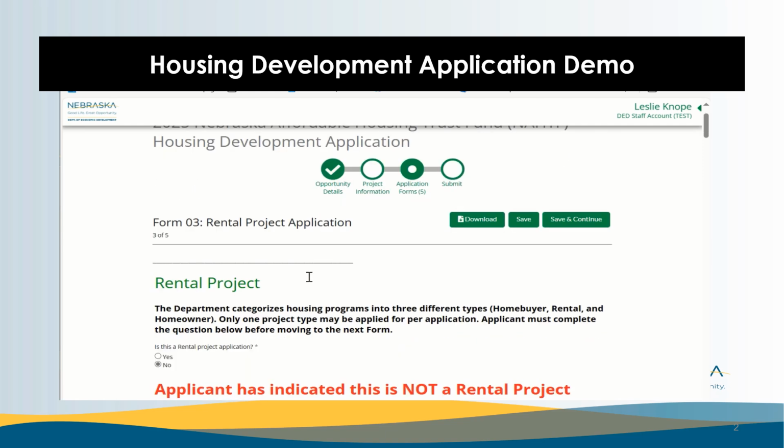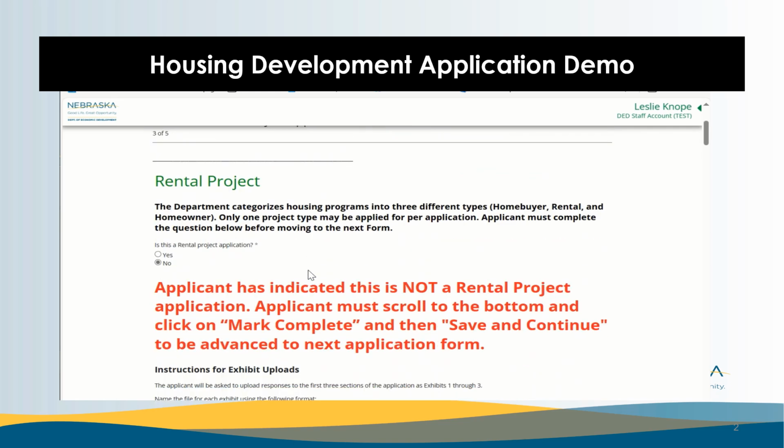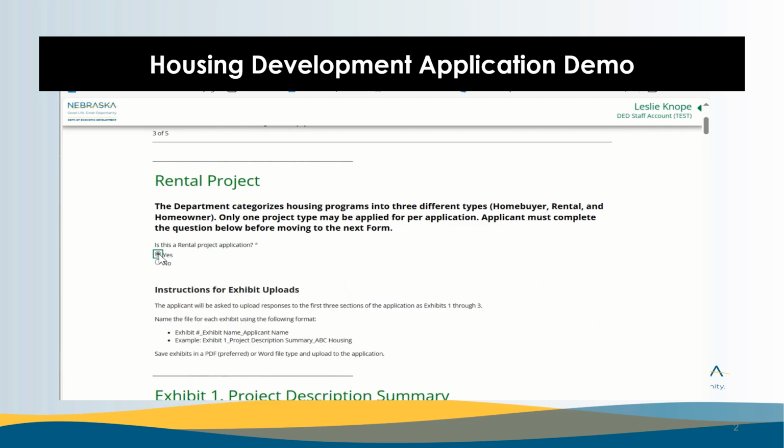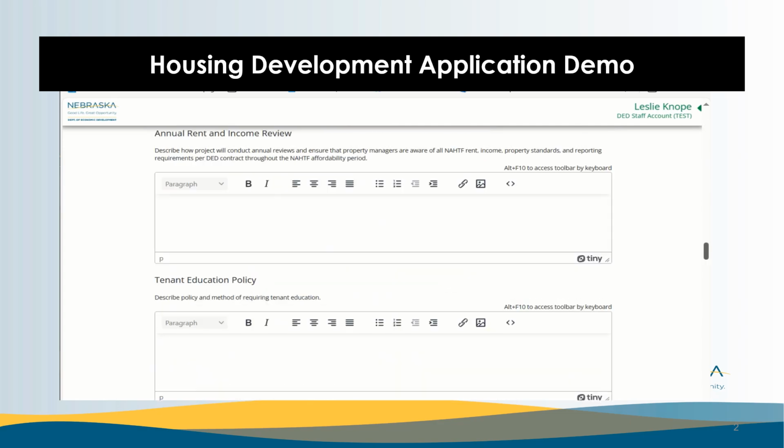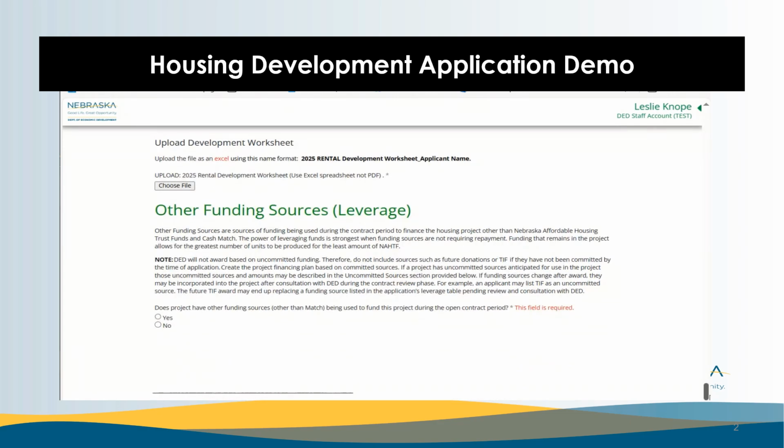Now we stated that we are a rental project. The default is to say no. You want to get rid of this red. You want to say yes, I am a rental project application, so that all questions will open up pertaining to the rental project. It's very, very important you click yes for the correct project type that you are applying for. You will proceed to answer all questions within the rental application.